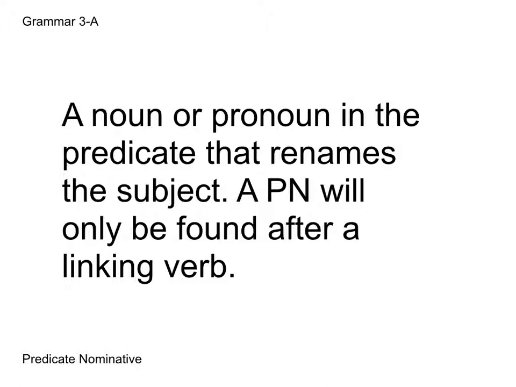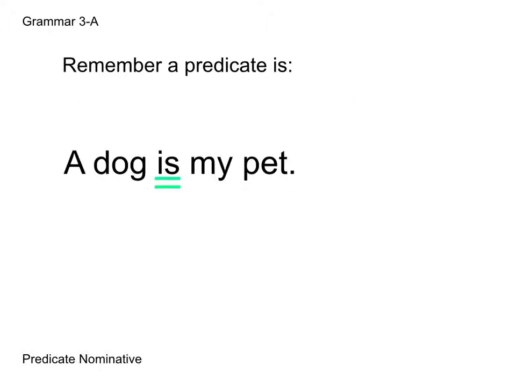So first, we need to identify what our noun or pronoun and the predicate is. Let's look at an example. So we have the sentence, a dog is my pet. Well, you know is the verb, and a predicate is the part in the sentence that starts at the verb and contains everything after that until the end of the sentence. So in this sentence, our predicate is my pet. That's the predicate. And everything before that is the whole subject.